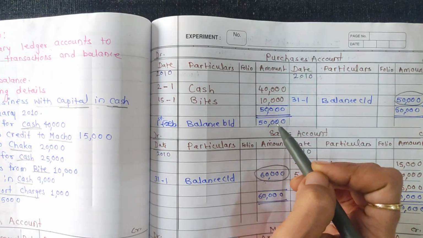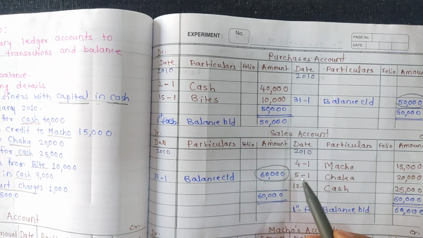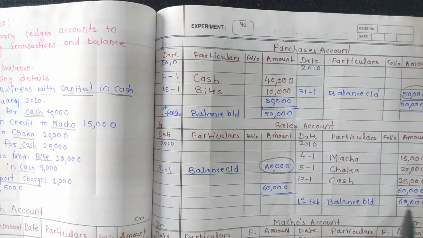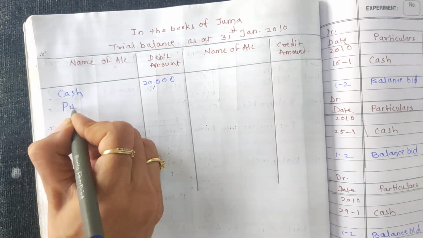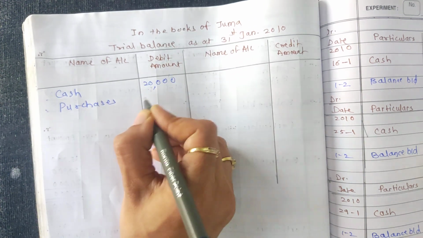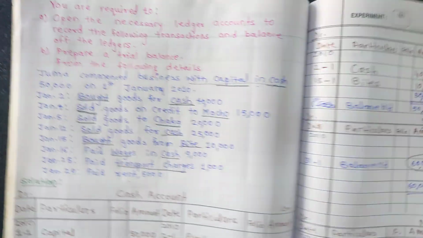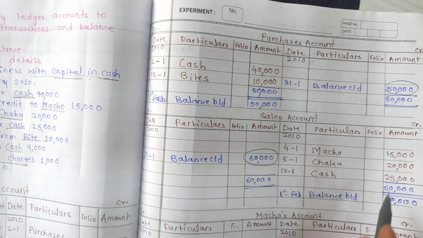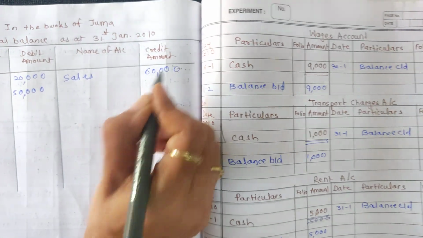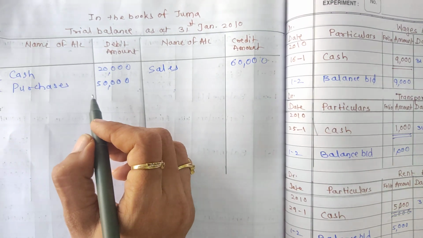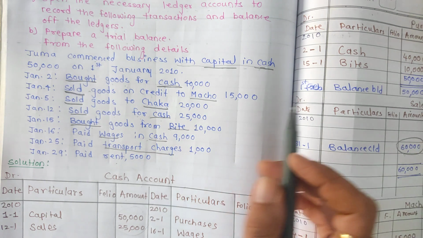Purchases account, debit balance 50,000, and sales it is given 60,000 on the credit side. So for the purchases, write down on the debit side, purchases 50,000, and sales on the credit side. Sales on the credit side, see, you can check it. It is given 60,000. Always remember, in the trial balance, purchases come on the debit side, sales come on the credit side. I will explain this again when I make the video for the trial balance.